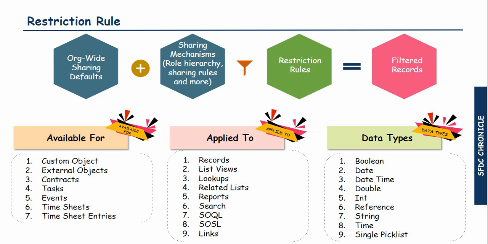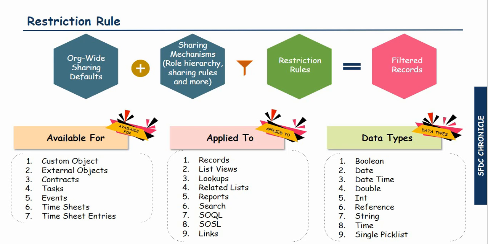Another consideration regarding restriction rules is that a user cannot clone records that have a lookup to a record that they cannot see due to a restriction rule. So clone will not work properly.